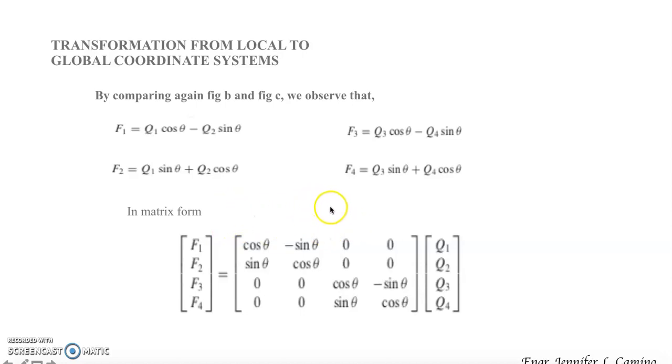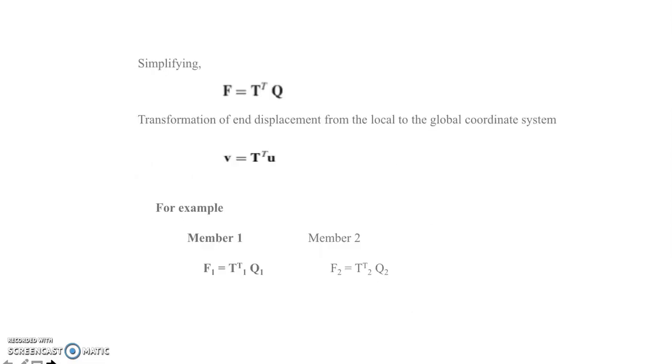So as mentioned, for every member, there would be 4 end forces in the local and global coordinate system. So for every member, you are going to have F1, F2, F3, F sub 4 is equal to the transformation matrix multiplied to Q1, Q2, Q3, and Q sub 4. So if you're going to have the equation now for the transformation from local to global coordinate system, this is now the simplified equation. You have F is equal to the transpose of the transformation matrix. What is the transpose of transformation matrix?